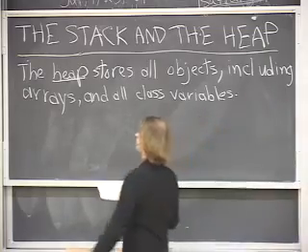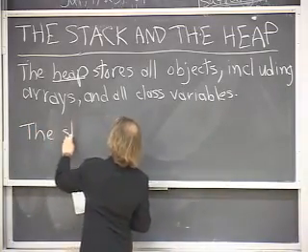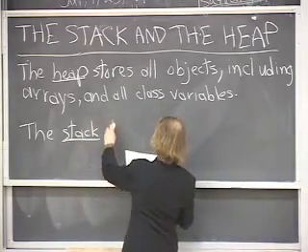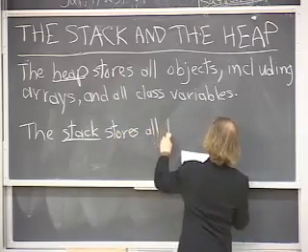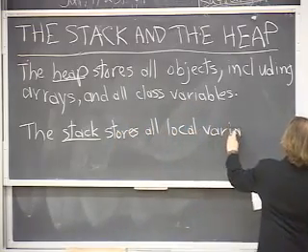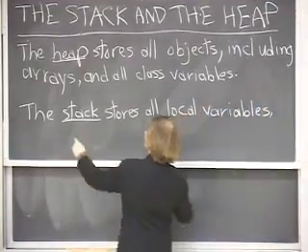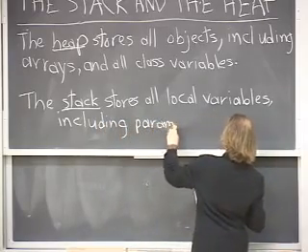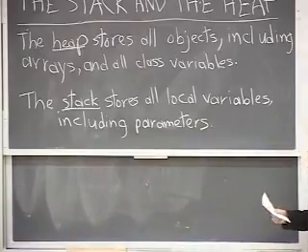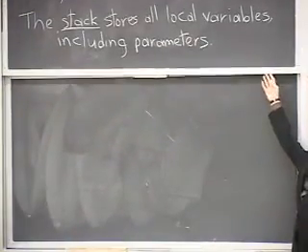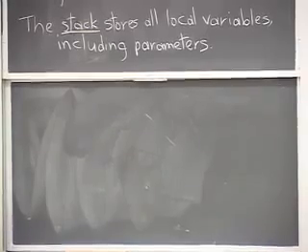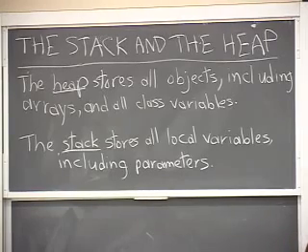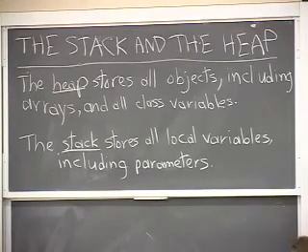Then the other piece of memory, the one that we're really going to learn a lot about today, is called the stack. The stack stores all of the local variables, including parameters. And the stack is what makes it possible for one method to call another method, and the stack is what makes recursion possible. So we're going to talk about how your variables are stored when you do things like recursion.